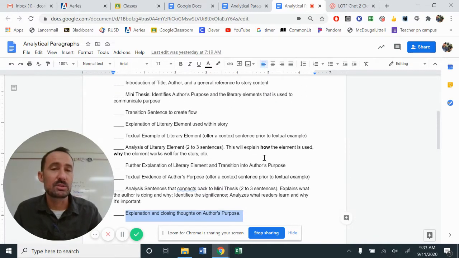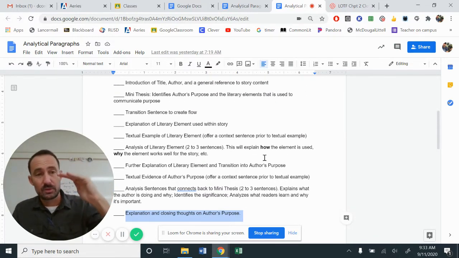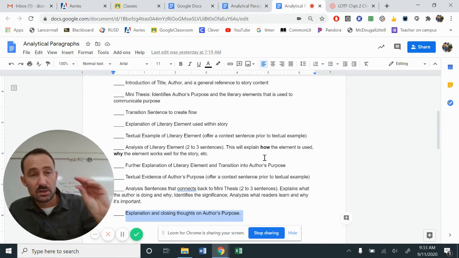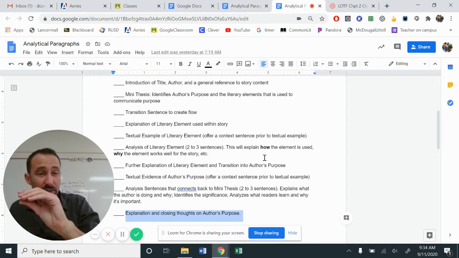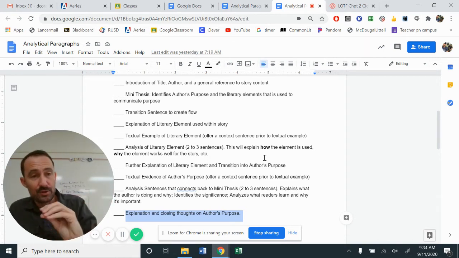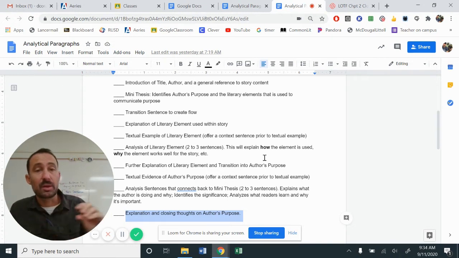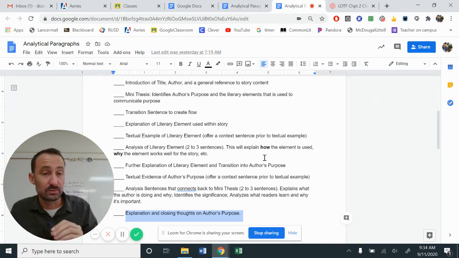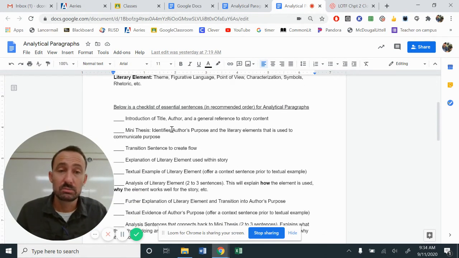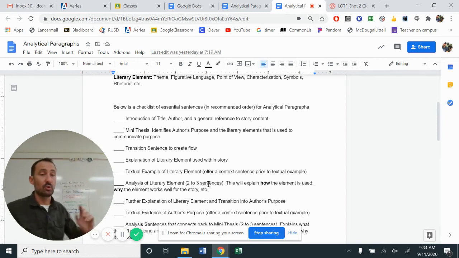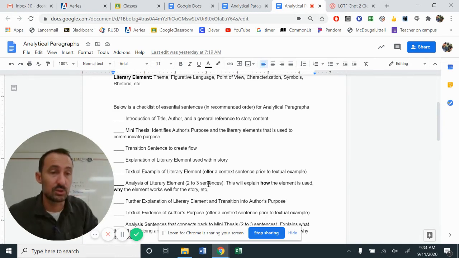Now you'll notice a pattern. Literary element: what's the literary element? What is an example of that literary element? Analyze it. Then you go on to the next. What is my author's purpose? An example of the author's purpose. Your analytical sentences that say, why is this author's purpose important, and how does that connect back to what I'm trying to prove? So notice the pattern. Now, this is a much longer paragraph than the normal 5 that you would do for an essay.